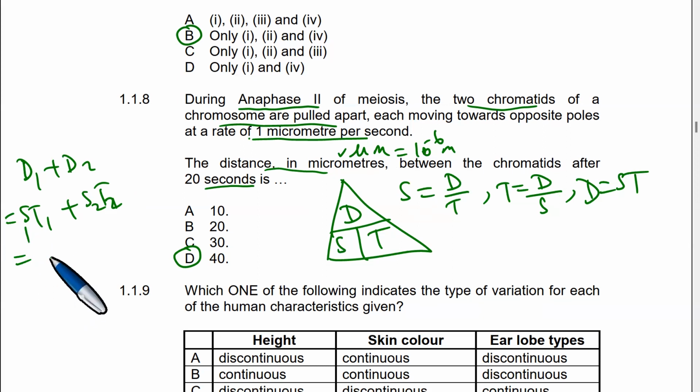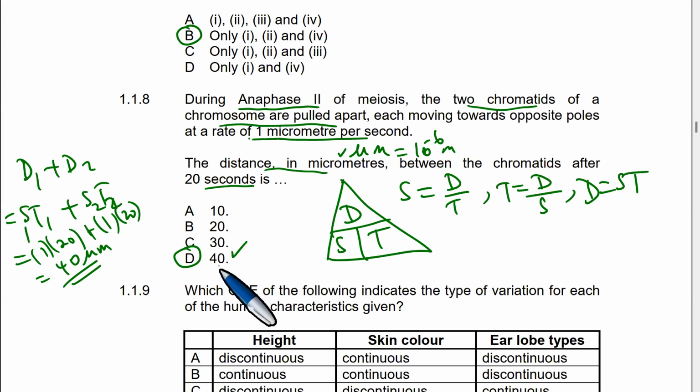What is speed 1? We understand that the two chromatids of a chromosome are pulled apart, each moving towards the opposite poles at a rate of 1 micrometer per second. So the speed is 1 micrometer per second, and the time is 20 seconds. This one is also 1 micrometer per second for 20 seconds. So 20 plus 20 is 40, and the distance is in micrometers. So it's just going to be 40. Because we're looking for the distance between the two chromatids, there are two of them, and that's why we are adding two things up here.